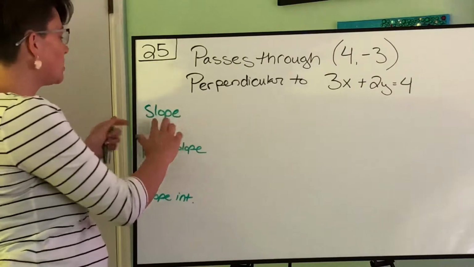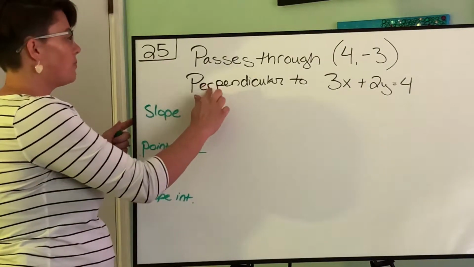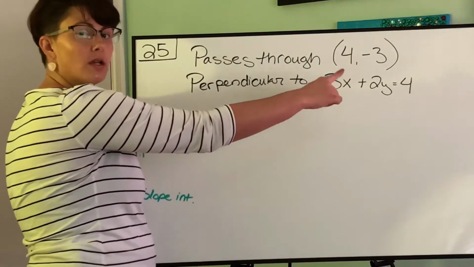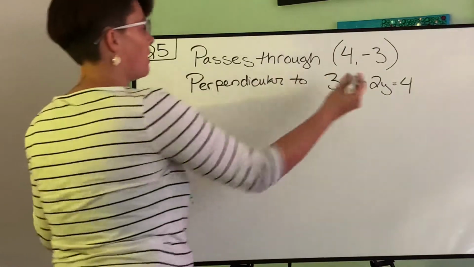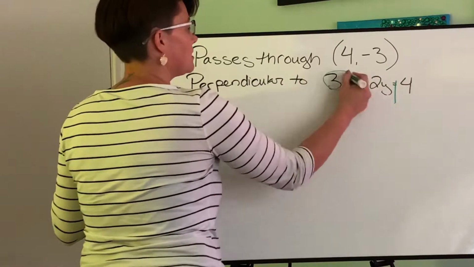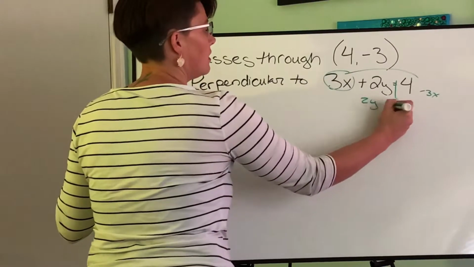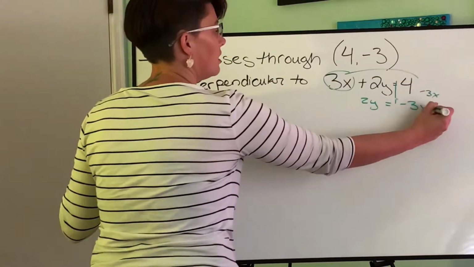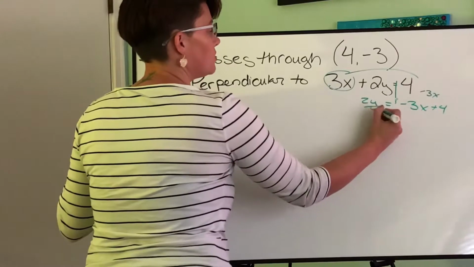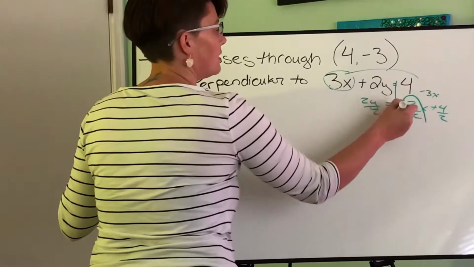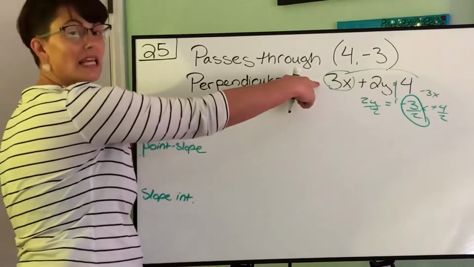So first of all, we would need our slope. Now our slope has to be perpendicular to whatever the slope is here. So we're going to have to solve this out to figure out what the slope is. We're going to have to solve it for y. So we're going to have to minus the 3x, and then divide by 2. So we get -3/2 for the slope of this line.